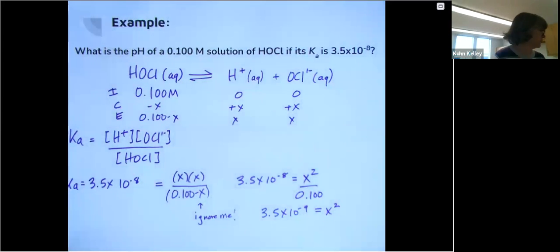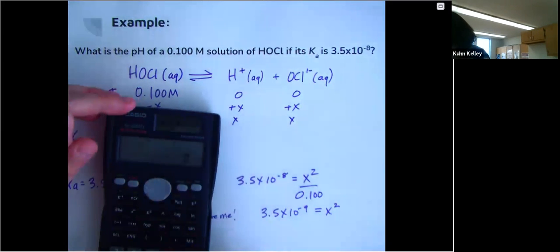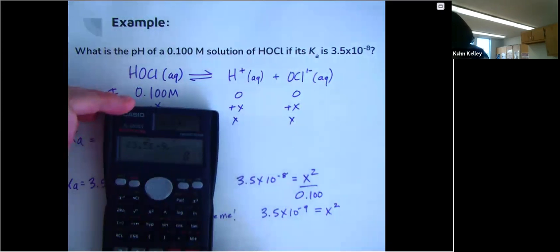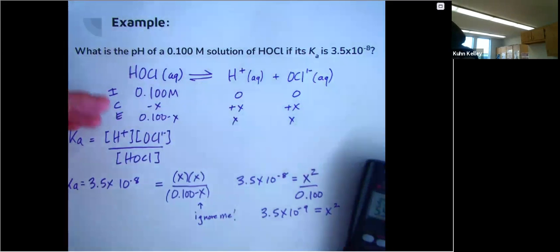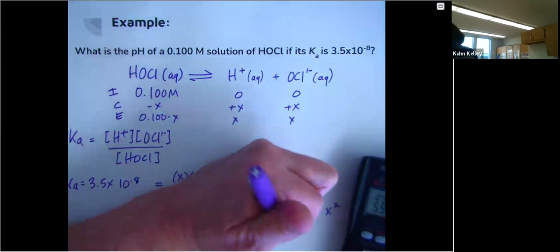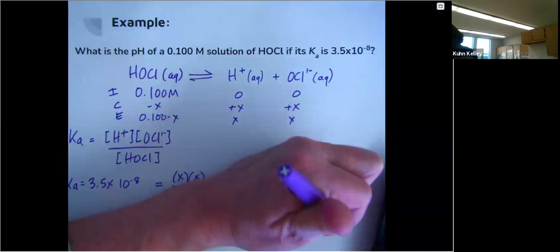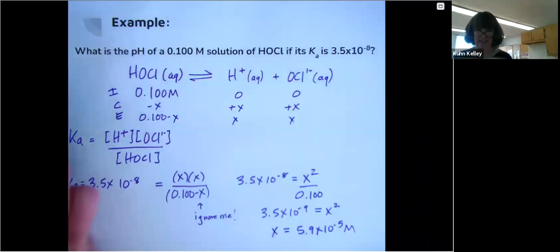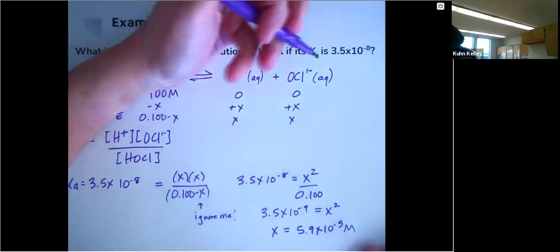If I take the square root of both sides, the square root of 3.5 times 10 to the negative 9th is 5.9 times 10 to the negative 5th. That is a tiny, tiny X, obviously. And what I can do with this now is this is going to be my concentration.